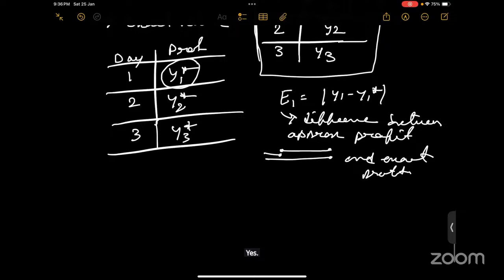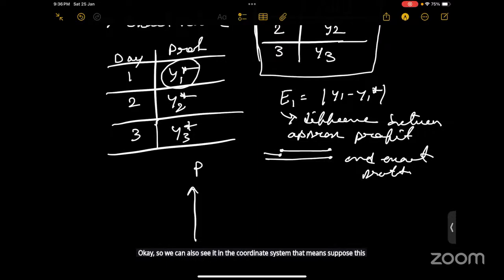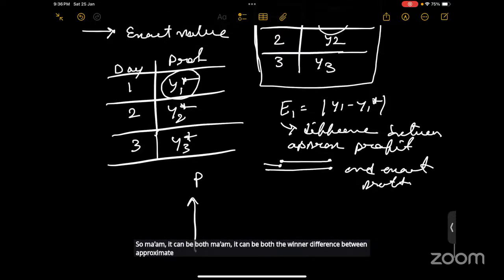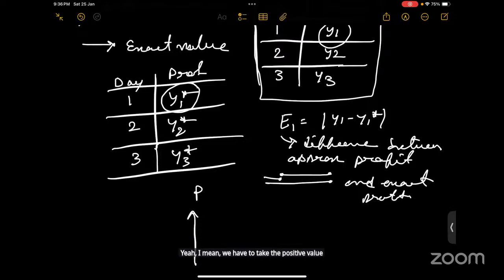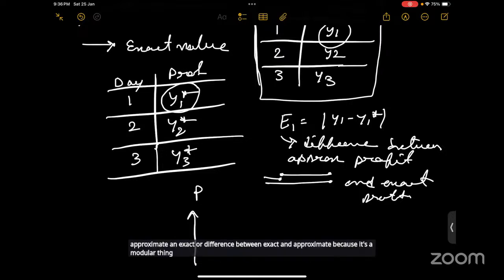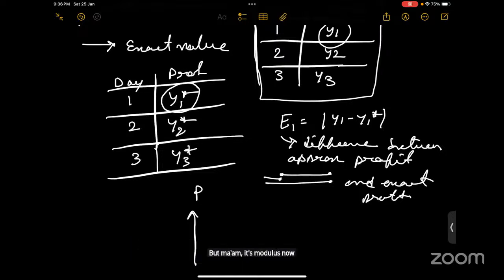Okay, so we can also see it in the coordinate system. Suppose this is your profit. The difference between approximate and exact, or between exact and approximate, can be either way. We have to take the positive value, that is why I'm taking the modulus. With the modulus, approx minus exact or exact minus approx is one and the same thing.